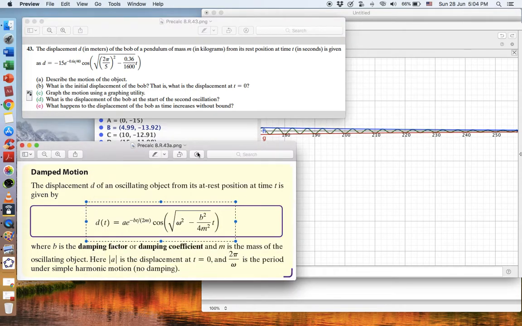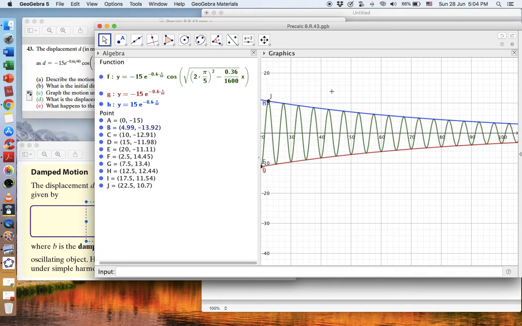What's the initial displacement? Again, 15. 15 to the left, if we call left negative.